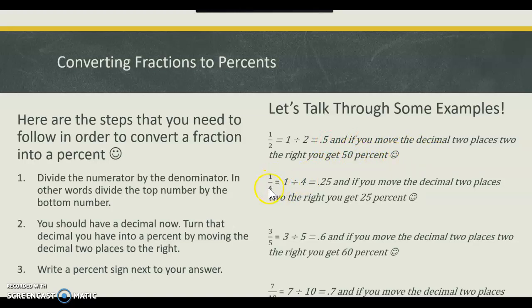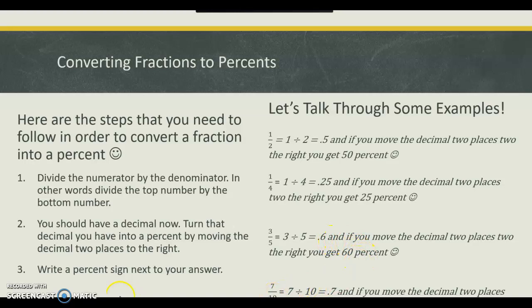Let's see another one. So 1 over 4 would be 1 divided by 4. And if you type that in a calculator, you get 0.25. Go ahead and move it 2 decimal places to the right, and you get 25.0000, etc. So it's 25%. Let's try another one. So 3 divided by 5 would be what you get here. So we have 3 over 5. So 3 divided by 5 is 0.6. After you type it in the calculator, that's what you get. You move it 2 places to the right. 1, 2, and there's a 0 there, so it'd be 60%.